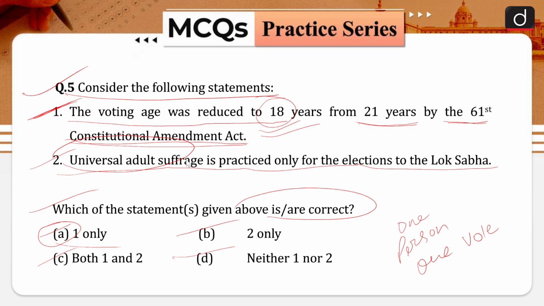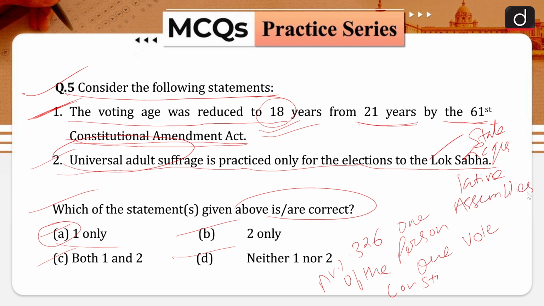Article 325 of the Indian Constitution ensures universal adult suffrage and provides that no person be ineligible for inclusion in, or claim to be included in, a special electoral roll on grounds of religion, race, caste or sex. Okay. And Article 326 of the Constitution provides that elections to the House of the People as well as to the state legislative assemblies are to be on the basis of universal adult suffrage.